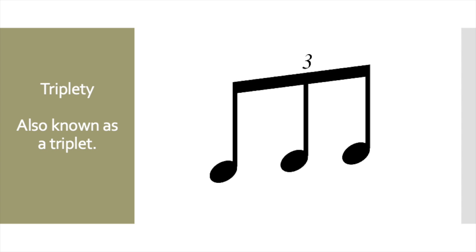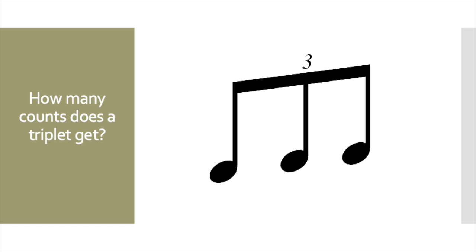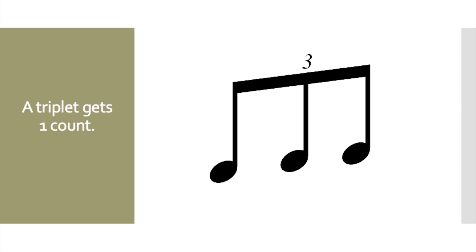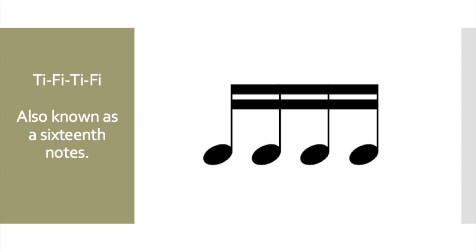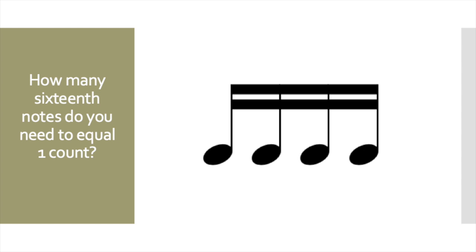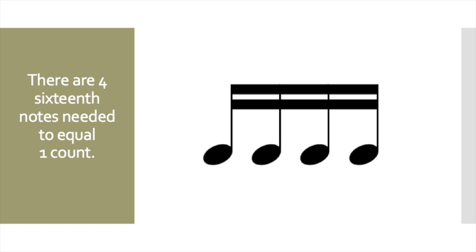What is this called? It's a triplet. When we clap it, we'll say triple T. It's always marked with the number 3. How many counts does a triplet get? Yes, a triplet gets one count. What are these? These are 16th notes. When we clap them, we'll say teefy teefy. How many 16th notes do you need to equal one count? Yes, there are four 16th notes in one count.